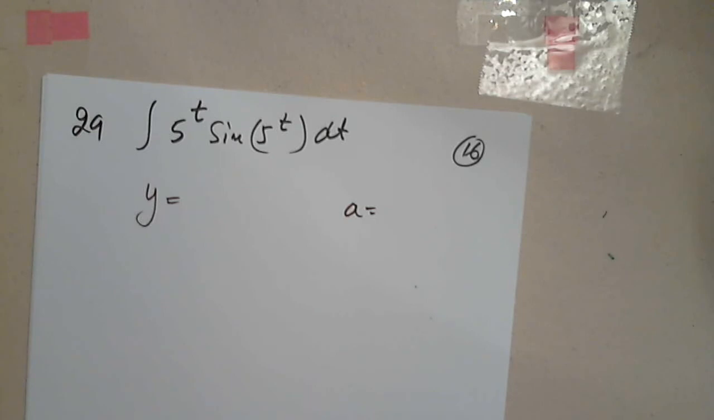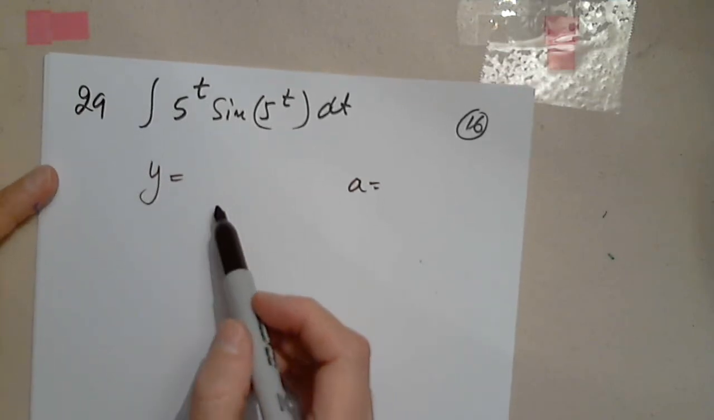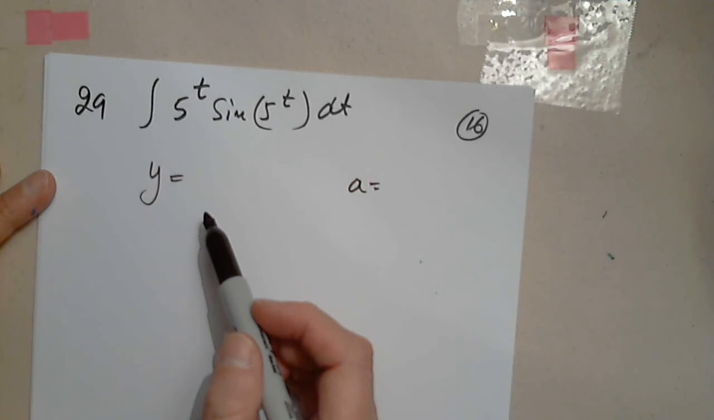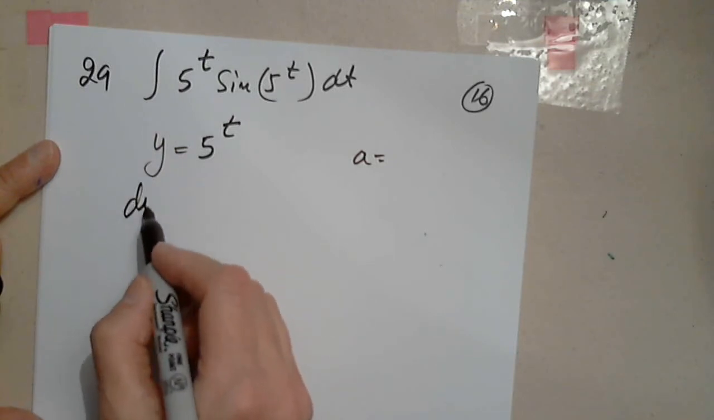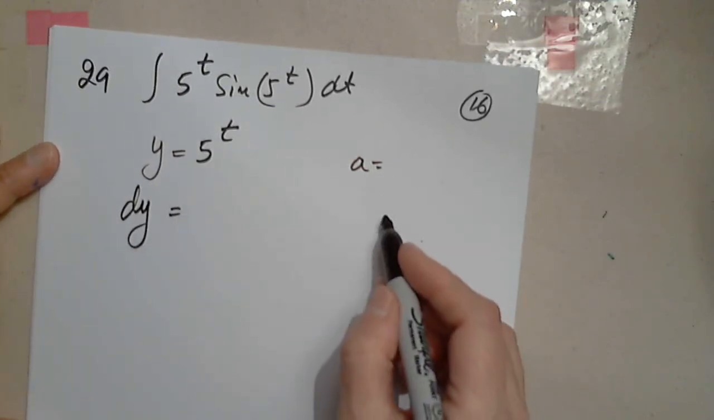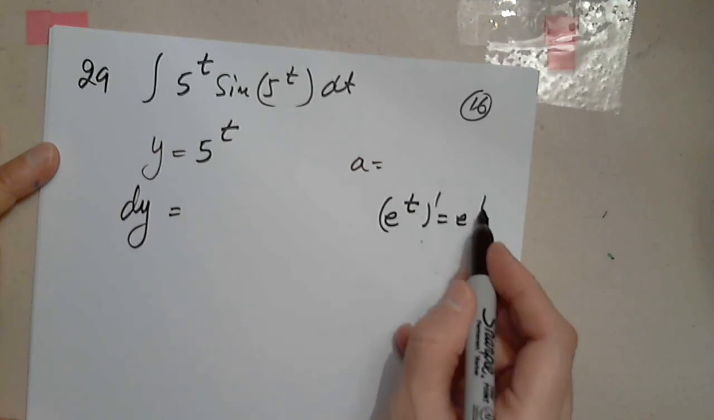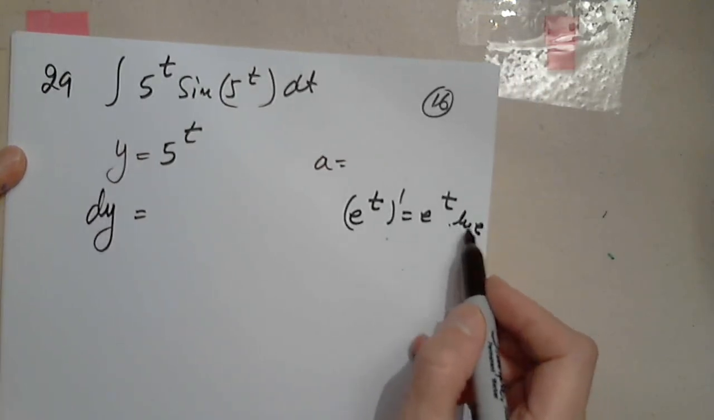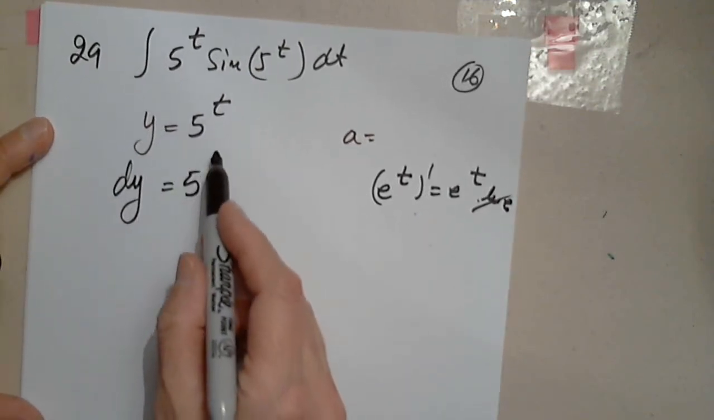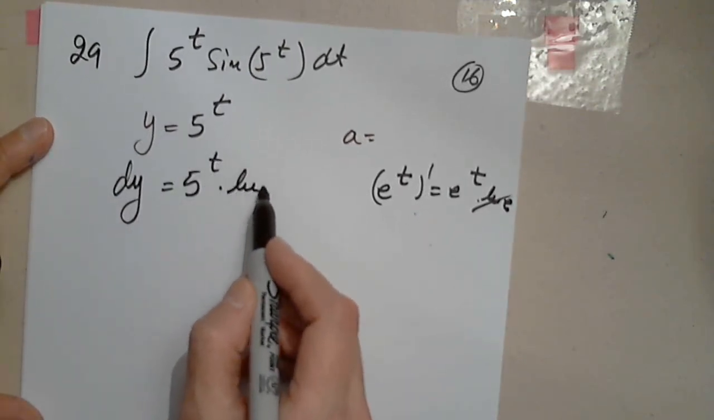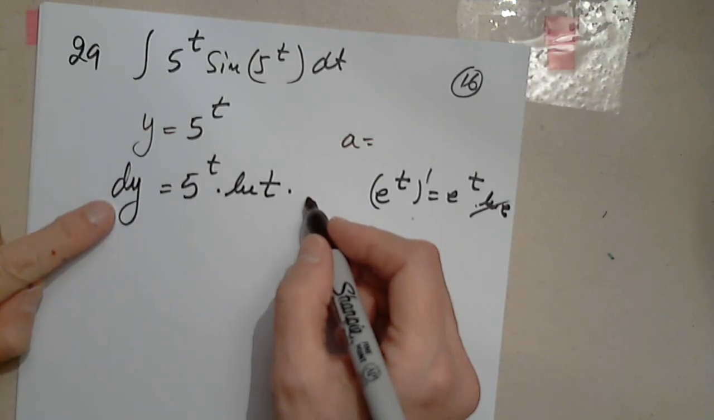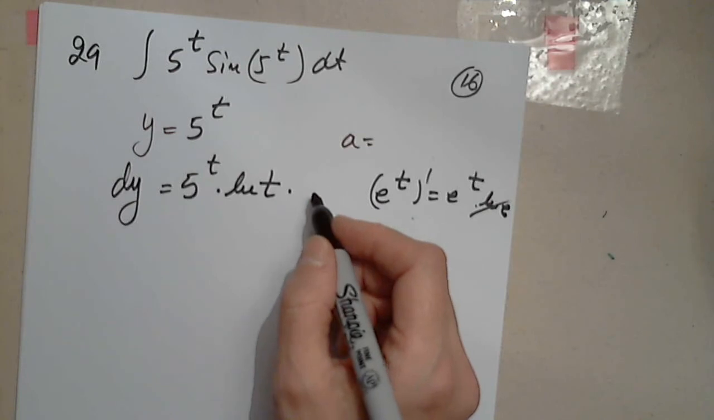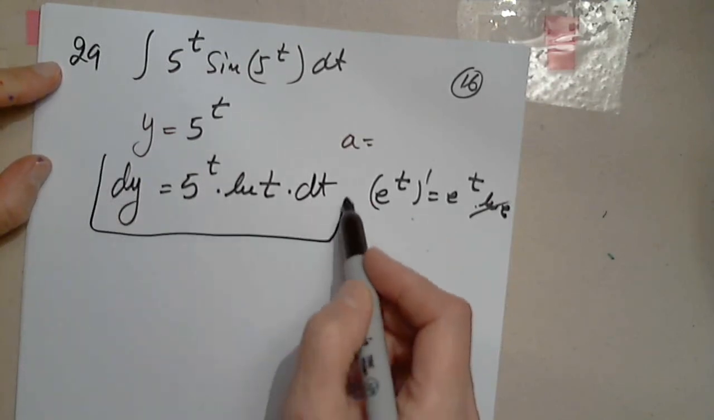Any suggestion? 5 to the t. Very good. So y equals 5 to the t, and remember, this is not e to the t. That would be e to the t times natural log e, which is 1. So then dy is 5 to the t times natural log t times what? What do I need to multiply it by? dt. Excellent, thank you very much.